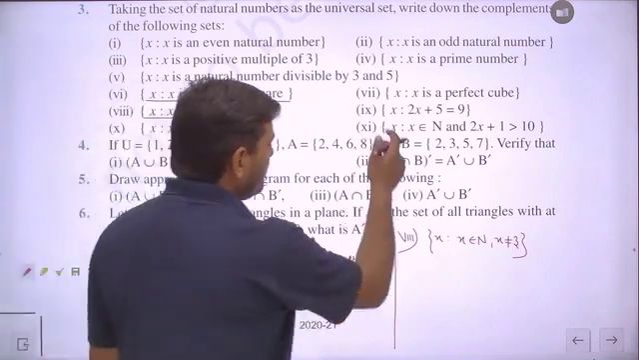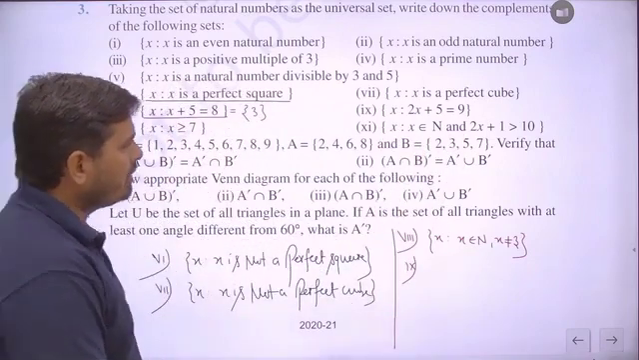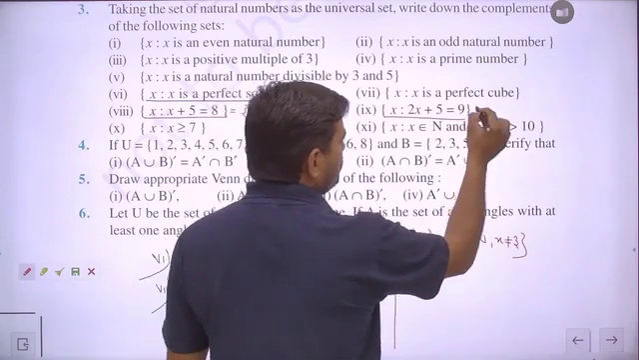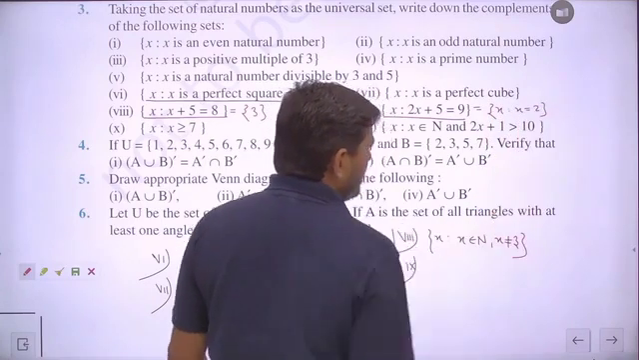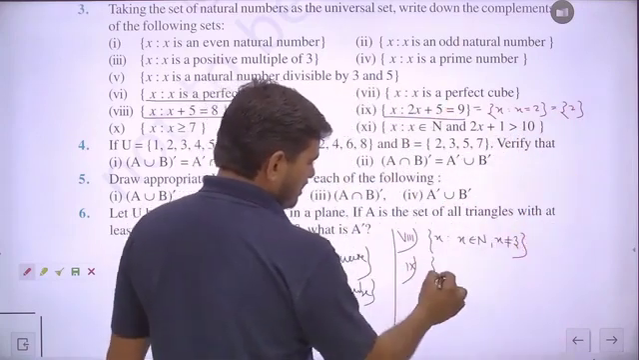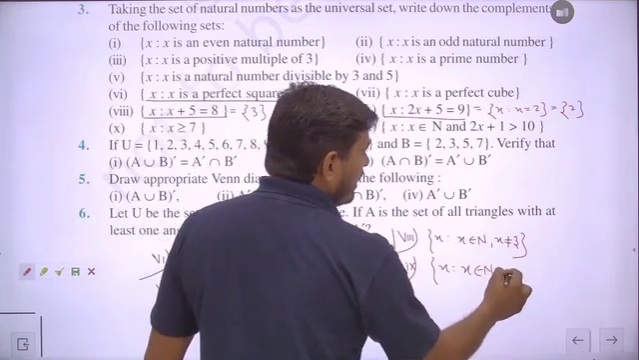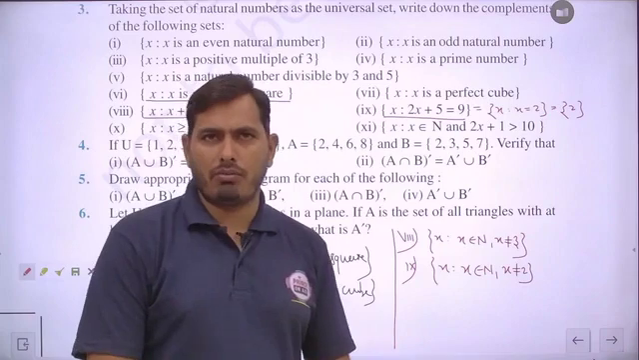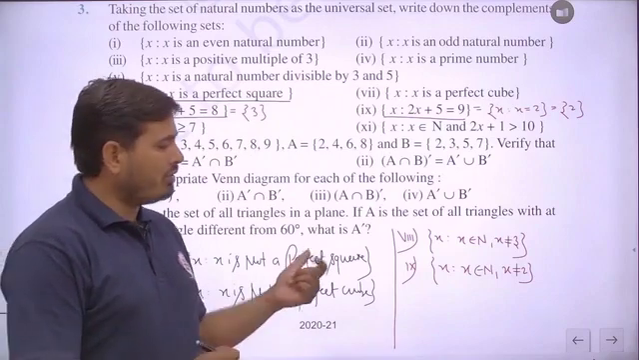Similarly, the ninth part is also there. In the ninth part we are saying that 2x plus 5 equals 9. If we simplify the given thing, you will get 2x equals 4 and x equals 2. So you can say that x equals 2 is obtained, and the roster form is written as {2}. The complement of this set is obtained as x belongs to the natural numbers and x not equal to 2, because 2 is subtracted from the natural numbers. Here you have to keep in mind that the set of natural numbers is considered as the universal set.